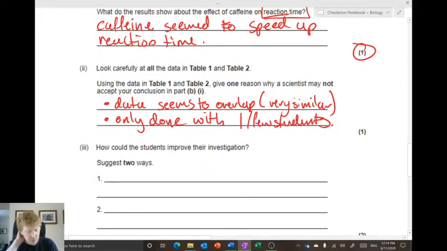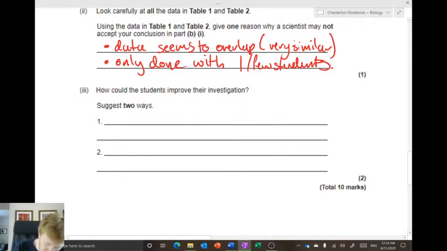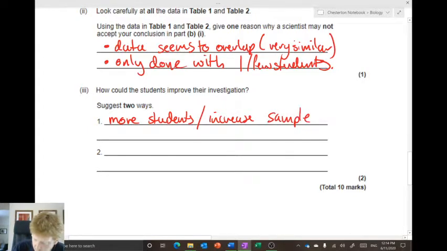So how could the student improve their investigation? Just two ways, effectively. More students, or more people involved. More students, we call that increasing sample size. Increase sample size, or the number of people. Sample size. There we go.